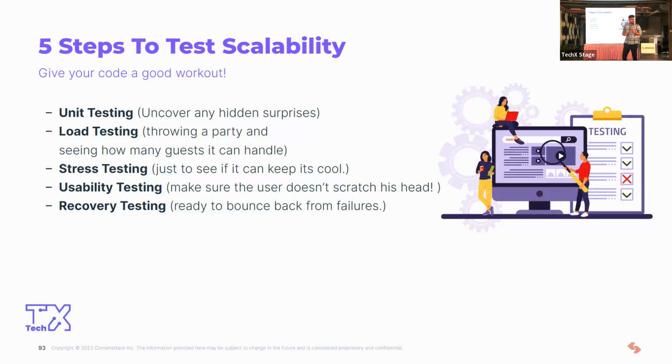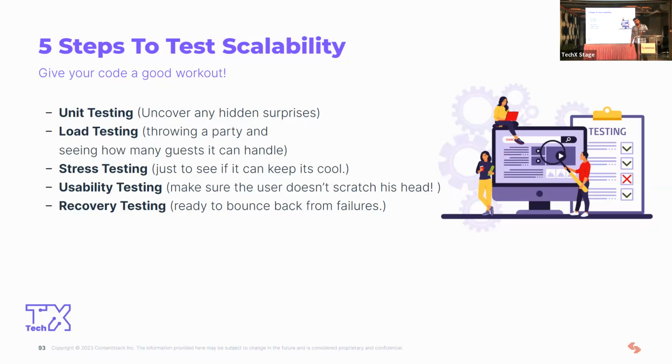Okay, so there are 5 topmost testing techniques that we could use to get to that scalable level. First one being unit testing. Every piece of code that you write should be unit tested so that you don't get any hidden surprises later on. Second would be load testing. It would be like throwing a party and expecting more guests than it could accommodate, so that you could make sure they are satisfied. Third would be stress testing, just to see if it can keep its cool. Your software doesn't panic or slow down. Stress testing could make sure of that.